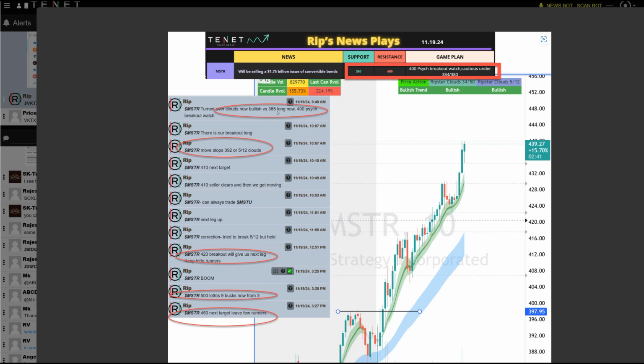Put your stops at 385, 400 psychological, also breakout, and then we got the breakout, and that was a breakout long. You could trade 450 calls, 500 calls. That's one of our discussions in the community. The first target I gave was 410.